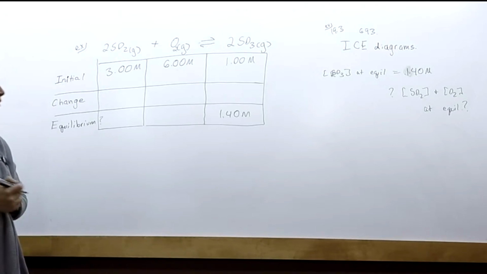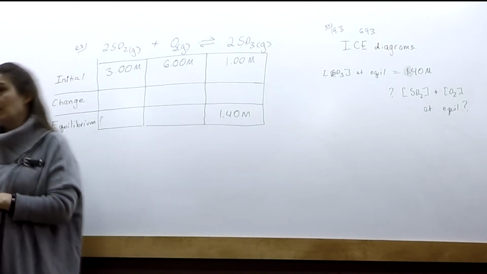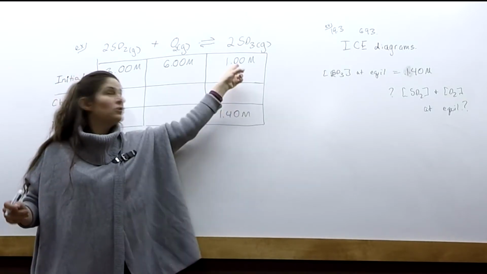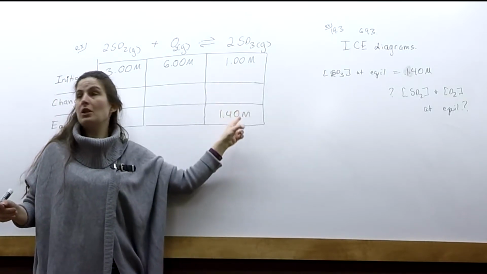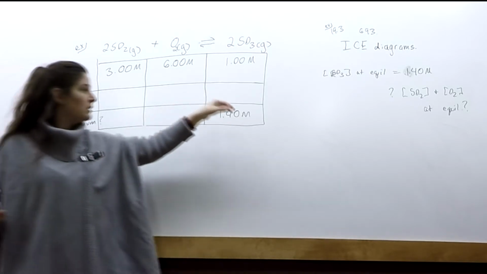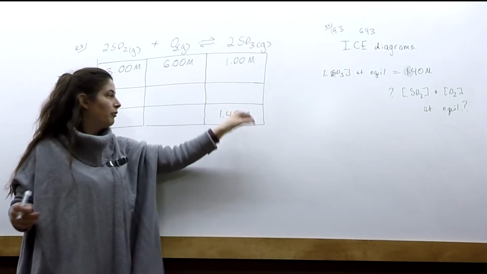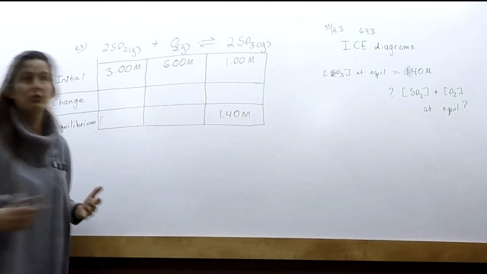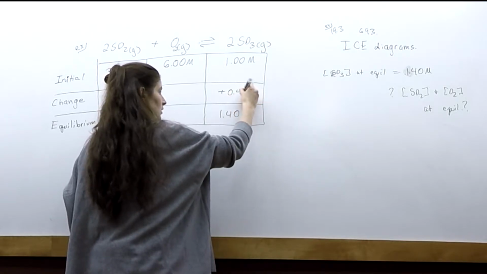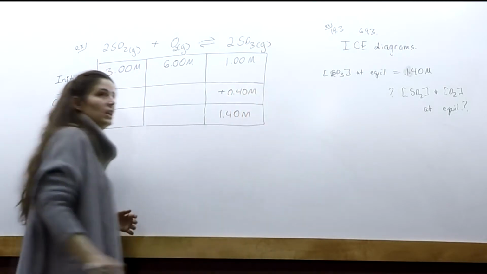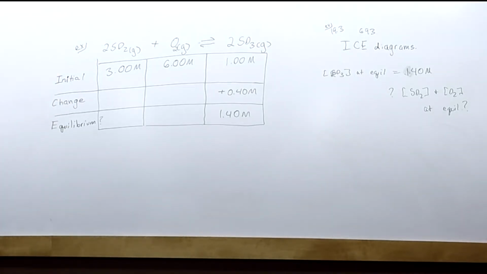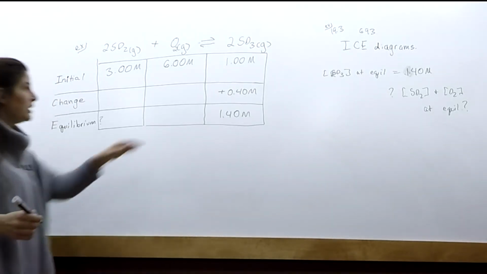Okay, so how can we fill this in? The only information that we can determine right now is how this concentration changed from the initial concentration to the equilibrium concentration, right? If we subtract this one from this one, we will know how this has changed. So it's changed by 0.4 molar. All right. So here's our change.